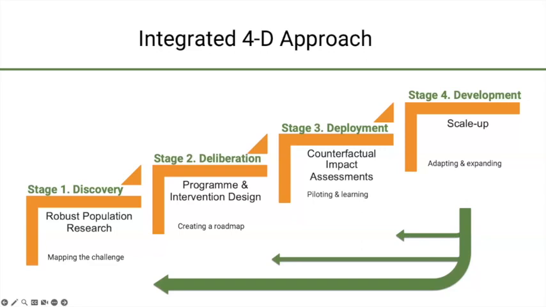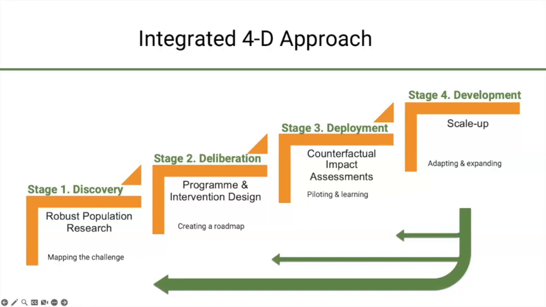Scale up may need more adaptation because it's going nationwide. It's not going to the next community, but nationwide, or to a slightly different group. Or maybe our counterfactual impact assessments have not produced convincing results. Therefore, we might need to loop back to stage 2, to our deliberation, and revisit our roadmap. Or enough time has passed, or there has been a drastic change in the context, and therefore we need to loop back to stage 1 and recalibrate and fine-tune the research and evidence that started the process.